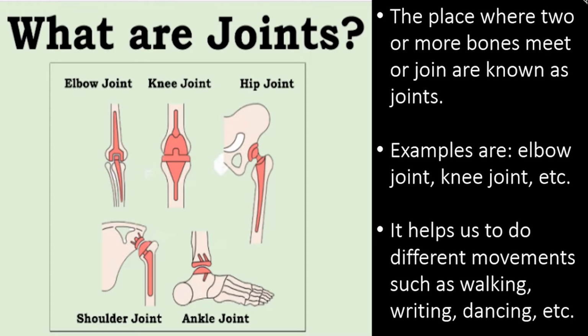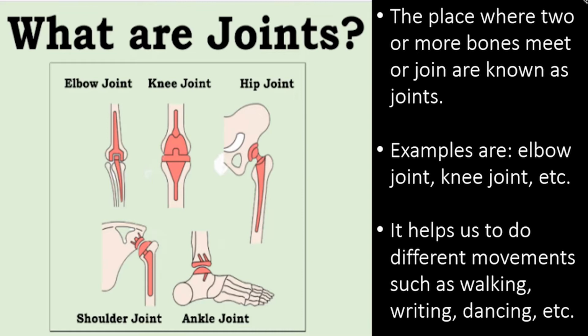Now, what are joints? The place where two or more bones meet or join are known as joints. Examples are elbow joint, knee joint, etc. It helps us to do different movements such as walking, writing, dancing, etc. So children, you can touch your finger. Okay, when you bend your finger, you can see that there are 1, 2 and 3. Yes, there are 3 joints in your finger.